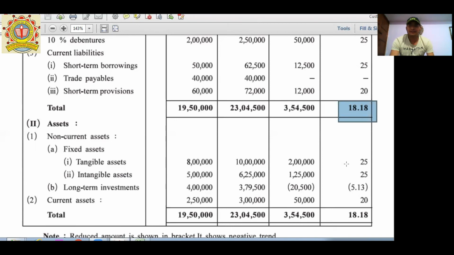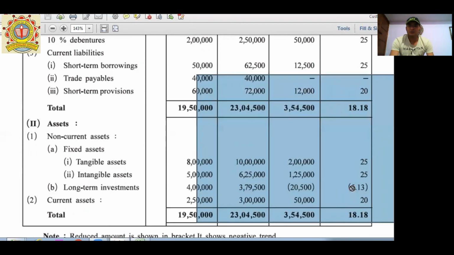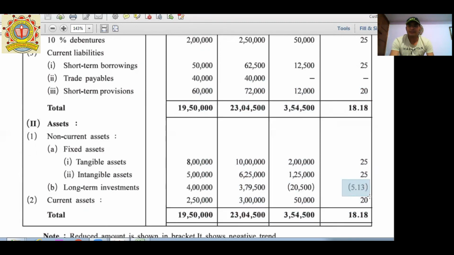2 lakh divided by 8 lakh into 100, 125 divided by 5 lakh into 100, 20,500 divided by 4 lakh into 100, and here the answer is negative, so our percentage is in negative terms. 50,000 divided by 250 into 100, and again the same value as per the total of liabilities and assets. So finally, the comparative statements for profit and loss account and balance sheet that we have completed.